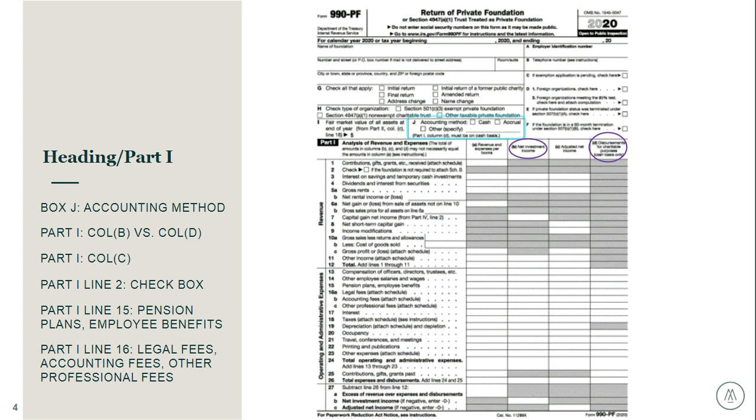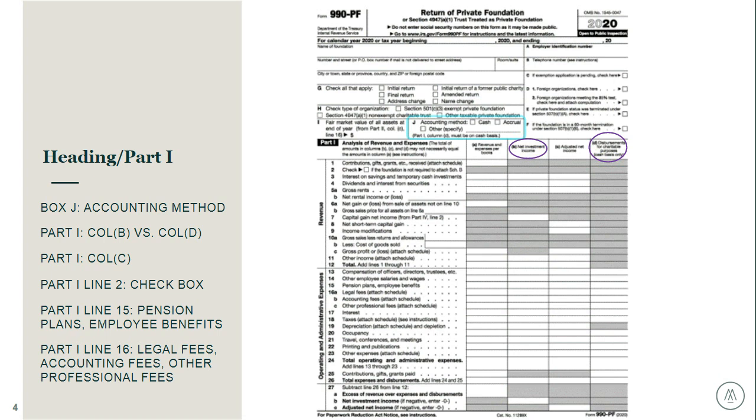Column D, disbursements for charitable purposes, is on cash basis only. Those are charitable allocations, and things such as legal fees, for example, incurred for grant research or other non-investment related foundation expenses should be included here, and those must not be included in column B. However, column B and column D don't need to foot across, and in many cases, they don't. An allocation of shared expenses or overhead expenses, as long as it's reasonable, is okay between those two columns.